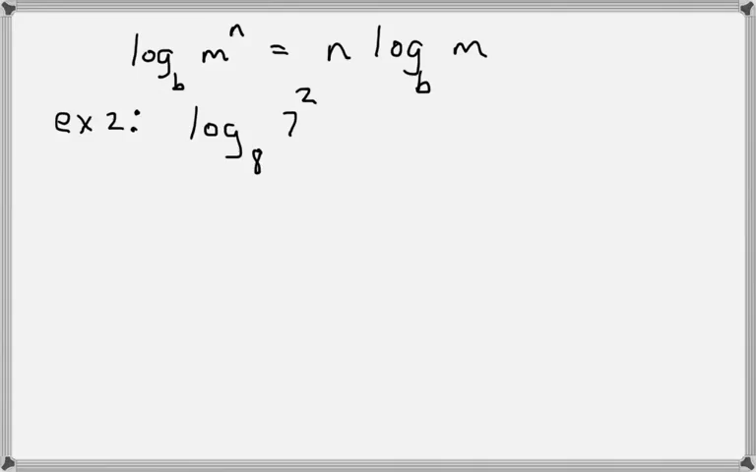In this example, we have log base 8 of 7 raised to the second. So again, it matches the one on the left, and we want it to match the one on the right. So we take that exponent, and we're going to move it out front. So we have 2 times the log base 8 of 7. Let's look at a third example.